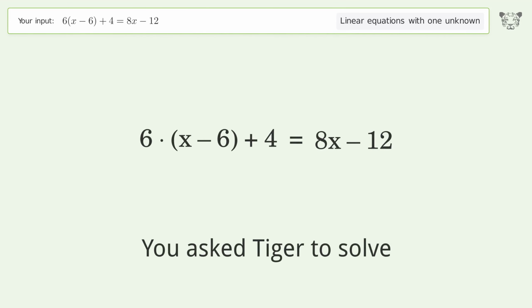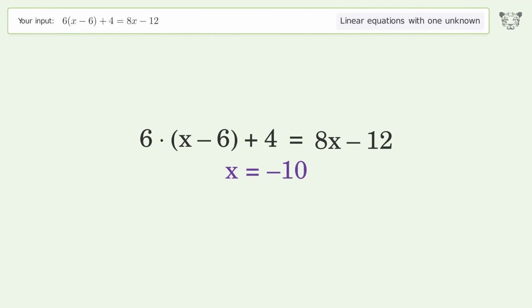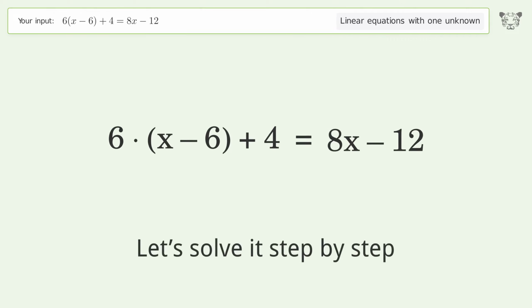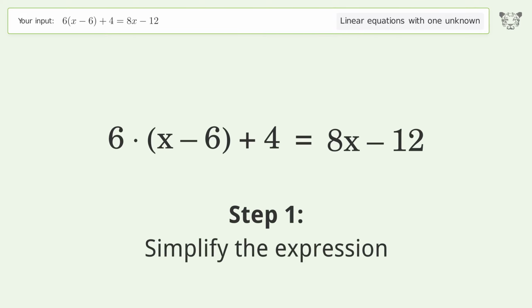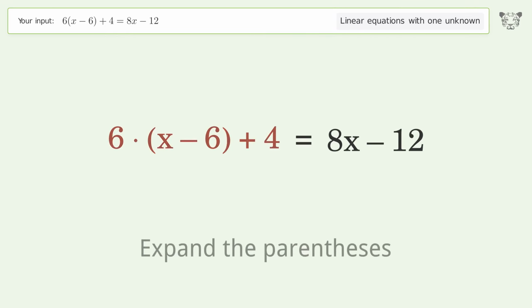You ask Tiger to solve. This deals with linear equations with one unknown. The final result is x equals -10. Let's solve it step by step. Simplify the expression. Expand the parentheses.